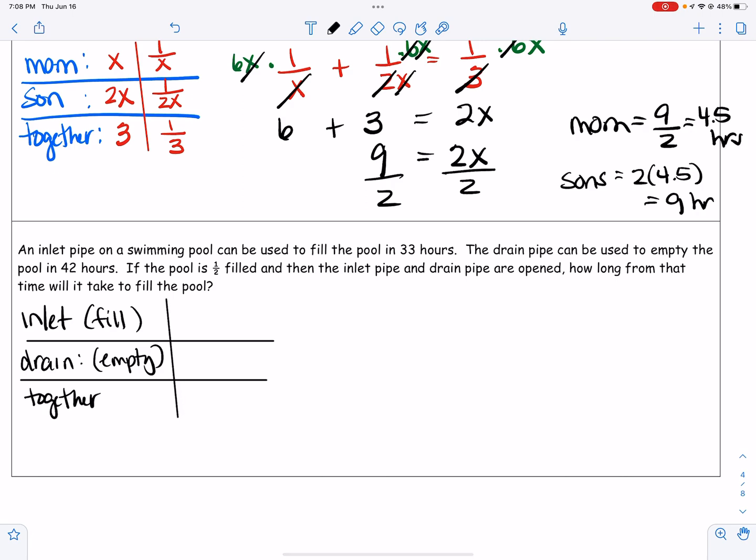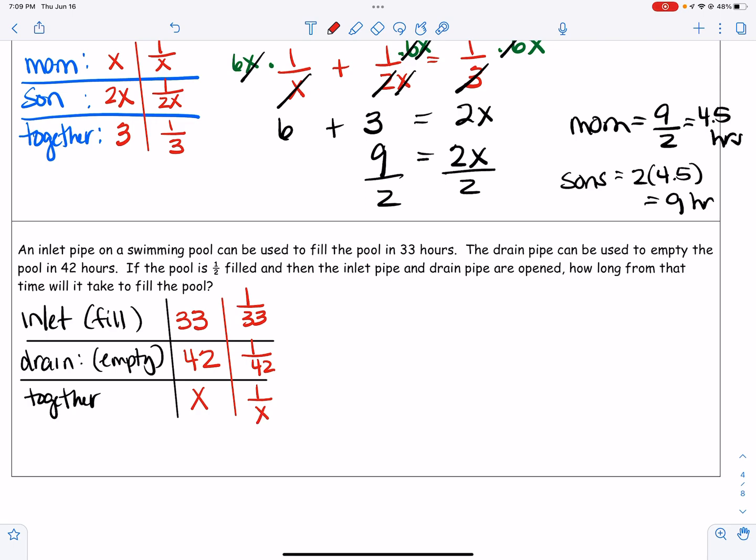So the given time says that the inlet pipe can be used to fill the pool in 33 hours. The drain pipe can be used to empty the pool in 42 hours. Now, this next sentence is going to come into play just at the very end of the problem about the pool being half filled, but we want to know how long would it take them to fill the pool and drain the pool at the same time, okay? So we're going to turn these into units. 1 over 33, 1 over 42, and 1 over x.